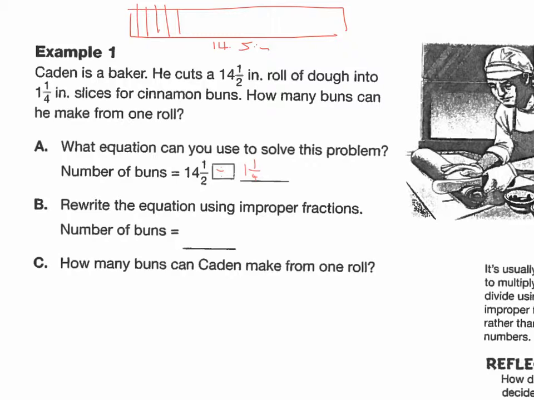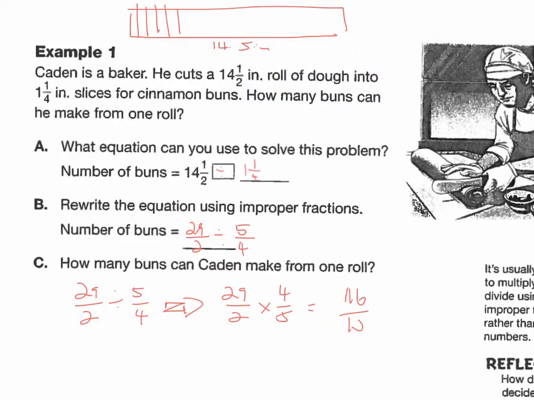So the number of buns, 14.5, is the same thing as 29 over 2. So you go 14 times 2 and add it to 1. You're going to divide that by 5 over 4. So on your calculator you can punch that in, and you should get 29 over 2 divided by 5 over 4 is the same thing as 29 over 2 multiplied by 4/5, which gives us 116 over 10, which gives us 11 and 6/10.